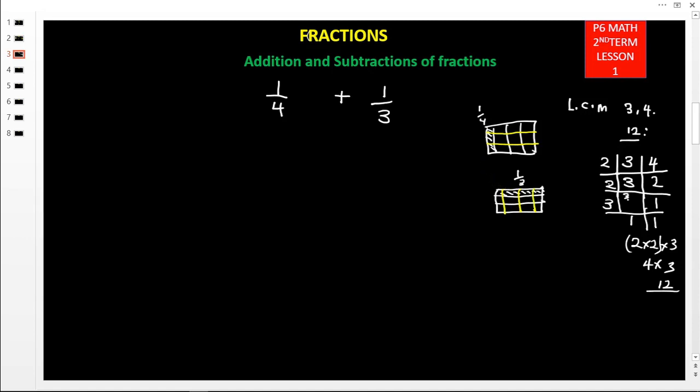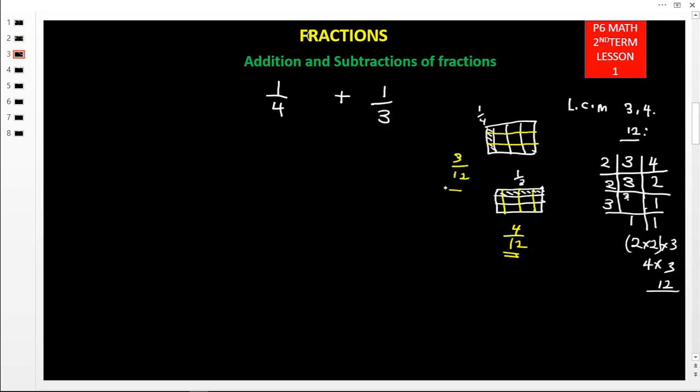After that, let us now get the shaded parts. After dividing them equally, we have 1, 2, and 3. So this is 3 out of how many? 1, 2, 3, 4, 5, 6, 7, 8, 9, 10, 11, 12 out of 12. Then this one is 1, 2, 3, 4. This is 4 out of 12. Now this 12 is what we have obtained as our LCM.